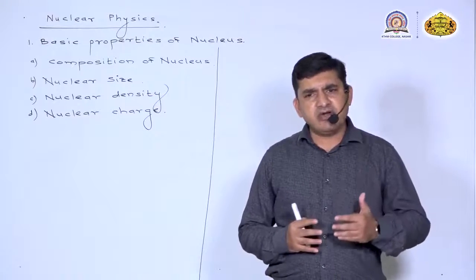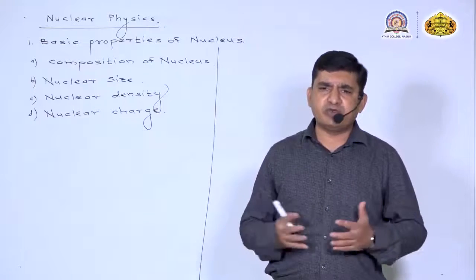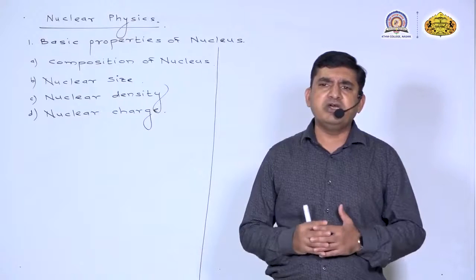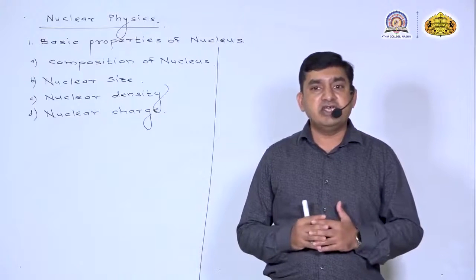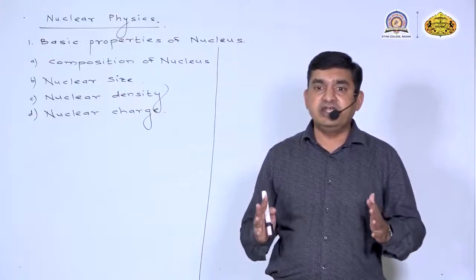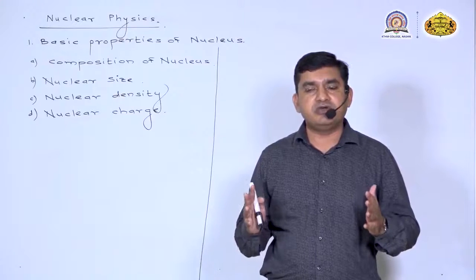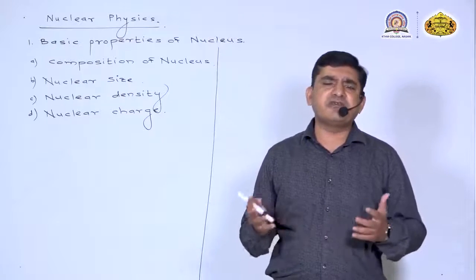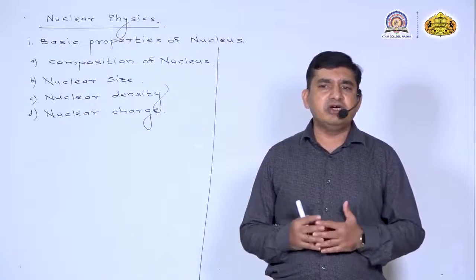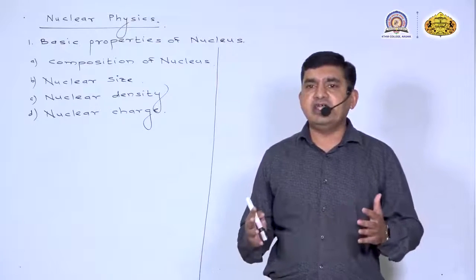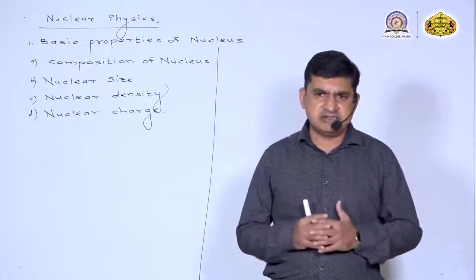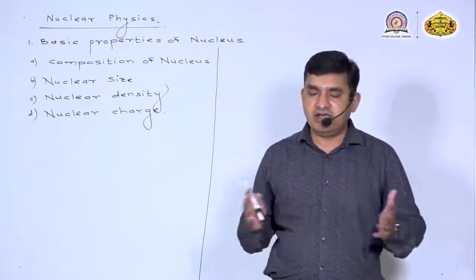Then Bohr gave the second postulate: the electrons are revolving around a nucleus in a circular orbit without radiating energy if the angular momentum is an integral multiple of h upon 2 pi. Bohr's third postulate is when an electron jumps from any outer orbit to the inner orbit, then it radiates energy in the form of a photon. All these things we know very well.